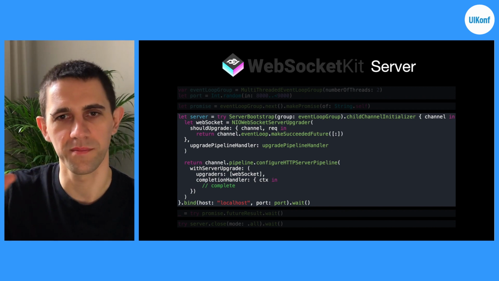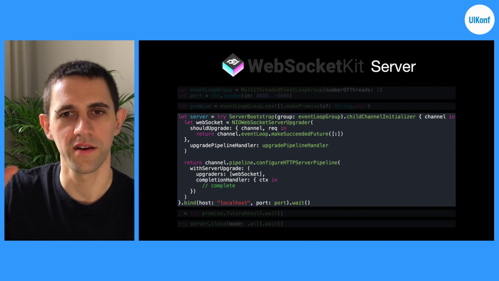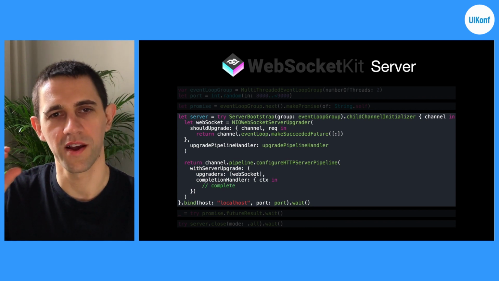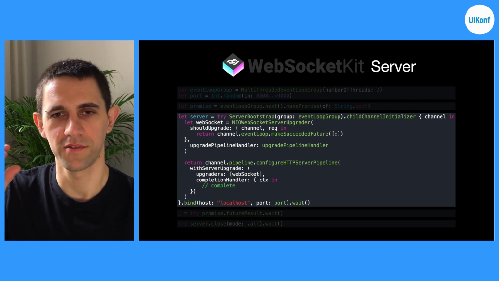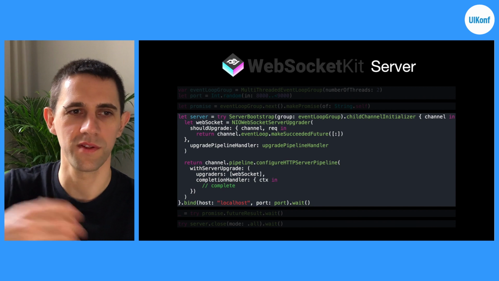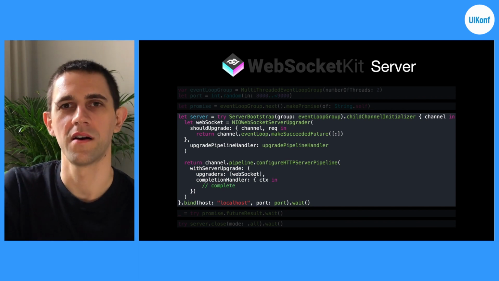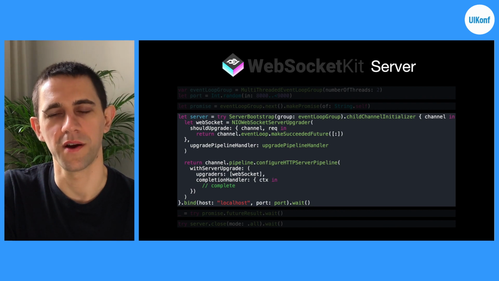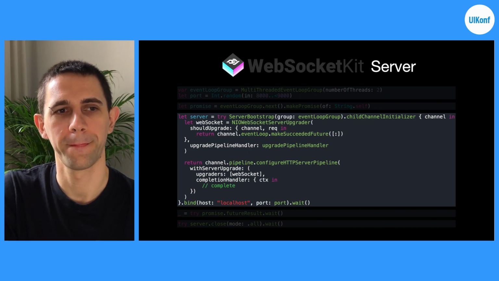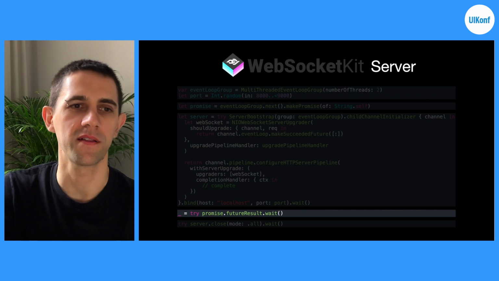So all this chunk of code is just describing how the server is created, and what we are doing when the client connects. And what we are doing, we described in the server upgrade pipeline. And then we're keeping everything alive.